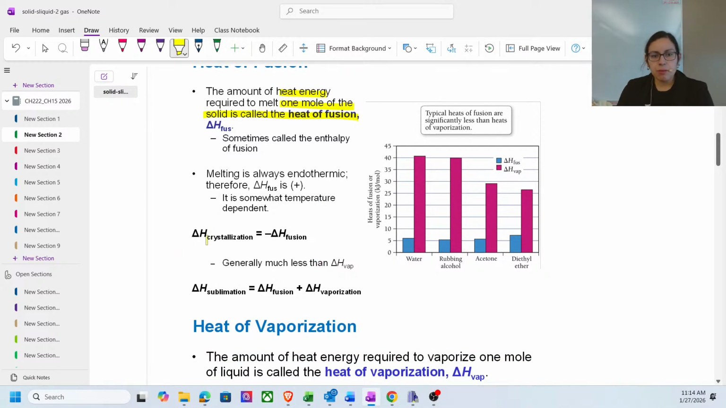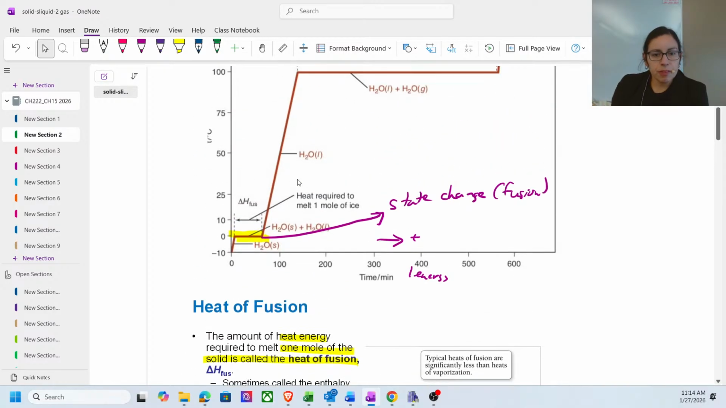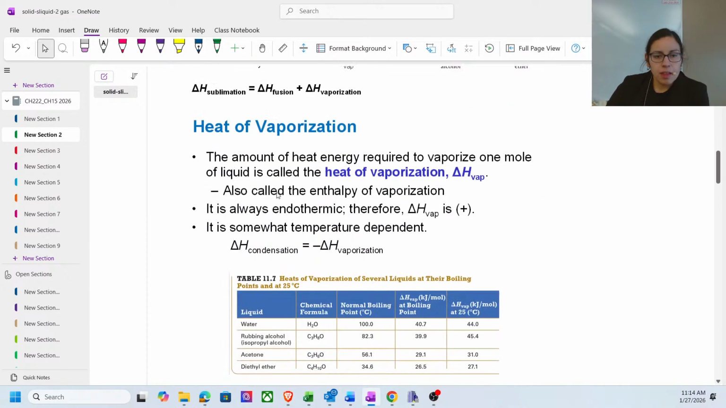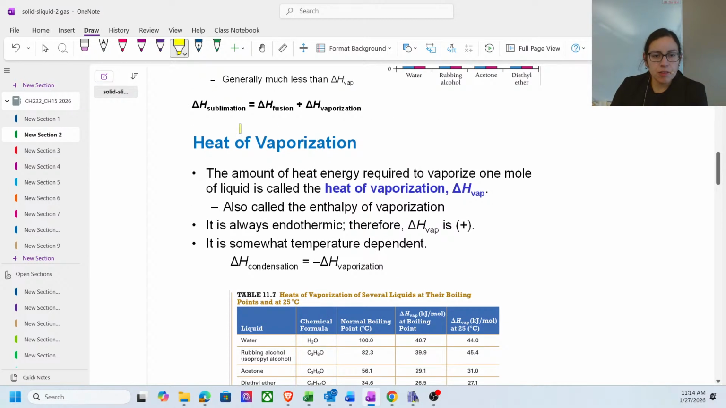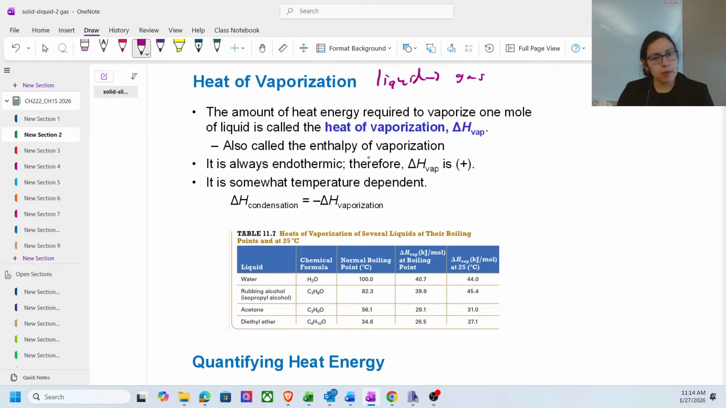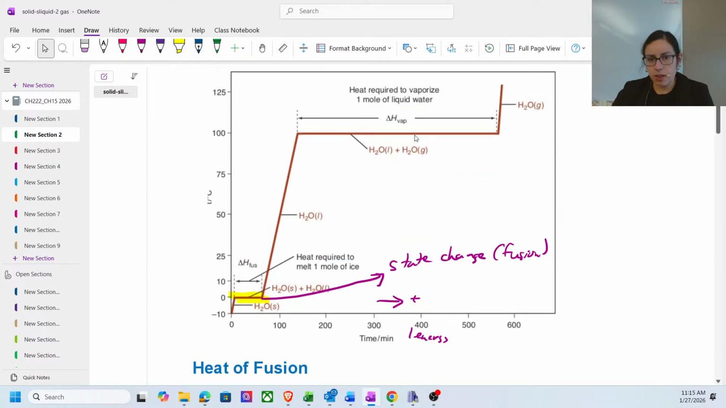Just keep in mind if we were going the opposite way, liquid to solid, that would be the heat of crystallization, so of course we just have to lose that amount. And our other big state change is the heat of vaporization. Vaporization is going from liquid to gas, or enthalpy of vaporization. Again, it's endothermic, going in our positive direction from liquid to gas, as shown here.